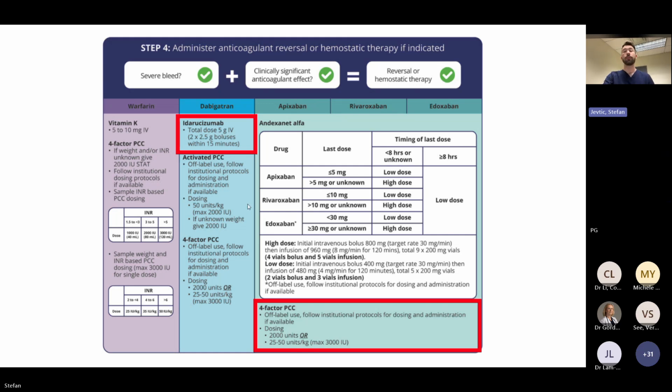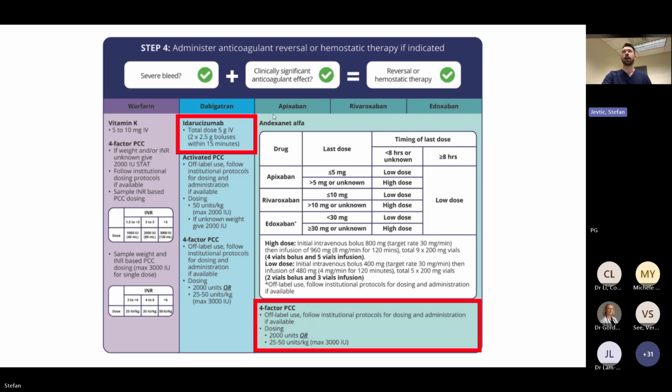Dabigatran is the only DOAC that has a dedicated reversal agent, and that is idarucizumab. It's given as a 5-gram dose in 2 divided doses of 2.5 grams within 15 minutes of each other. Okay. And then our other DOACs, apixaban, rivaroxaban, and edoxaban. Unfortunately, we only have PCC as a potential reversal agent. A fixed dose of 2,000 units is typically what we recommend.